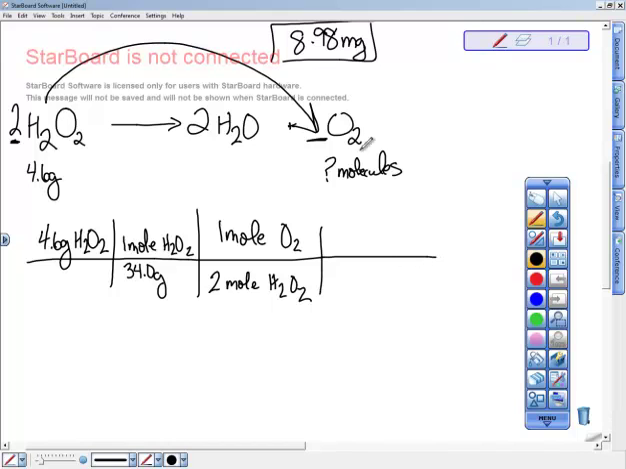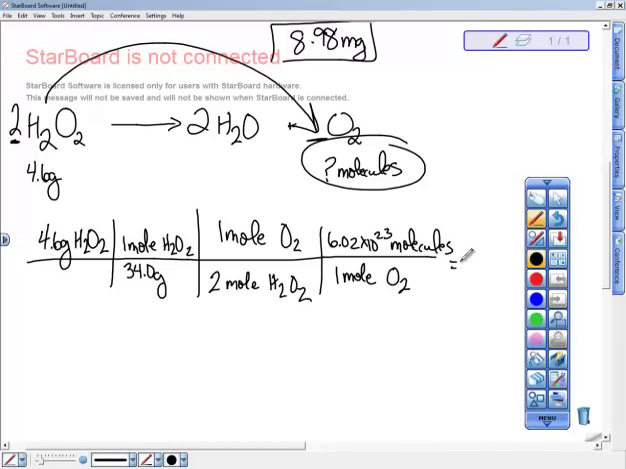Alrighty. Now remember, they want you to end in molecules, so how are you going to end at the very end of this thing? What are you going to put on the top here? Yeah, you can put Avogadro's number. Alright, for 1 mole of oxygen, there will be 6.02 times 10 to the 23rd molecules. Alright, there we go. Math time. 4.6 divided by 34 divided by 2 times 6.02 E 23.